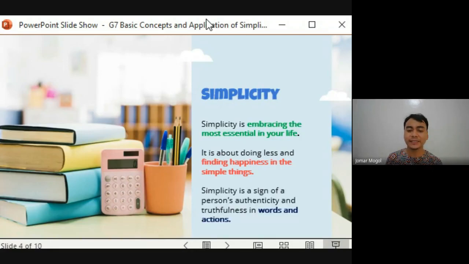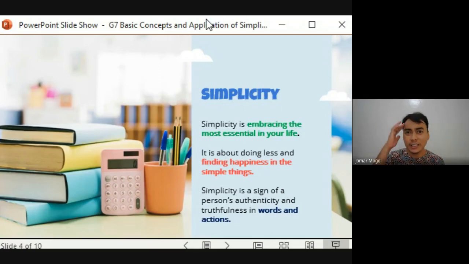Okay, and next one is simplicity is a sign of a person's authenticity and truthfulness in words and actions. What do you mean by this? Well, according to Dr. Manuel D. Jr. from our previous lessons, there are 3 ingredients of man. We have the mind, the heart, and the body. And this is what we meant when we talk about simplicity using the 3 ingredients of man. We have to synchronize those ingredients.